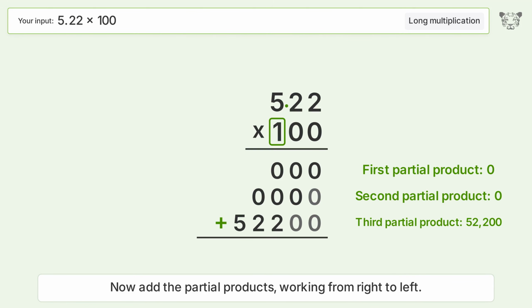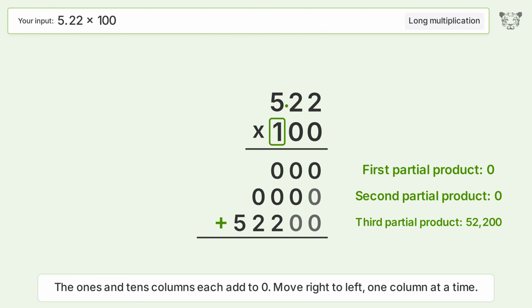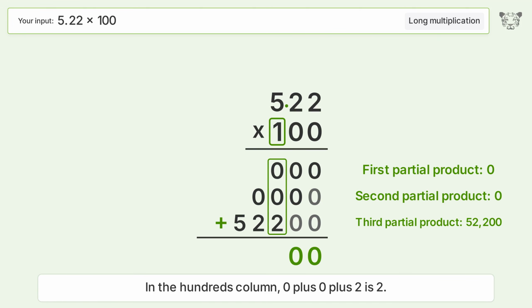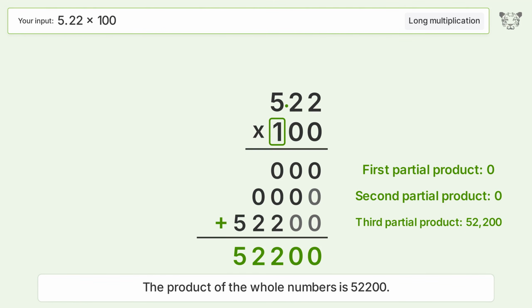Now add the partial products, working from right to left. The ones and tens columns each add to 0. Move right to left, 1 column at a time. In the hundreds column, 0 plus 0 plus 2 is 2. In the thousands column, 0 plus 2 is 2. In the 10,000s column, bring down 5. The product of the whole numbers is 52,200.